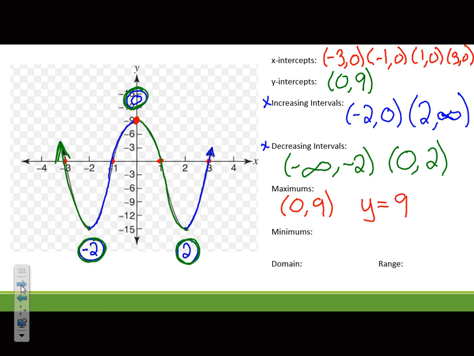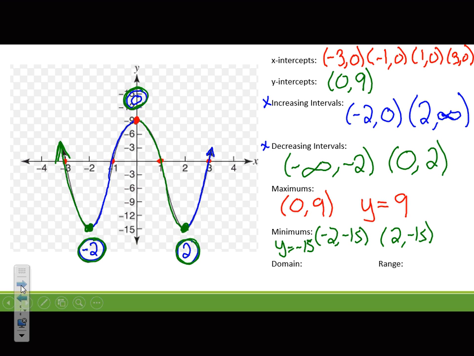Now my minimums, I have 2 minimums. I have one here and here. So one minimum is negative 2, negative 15. The other one is 2, negative 15. But if you look at this, both of my y values are the same, so my y equals negative 15.